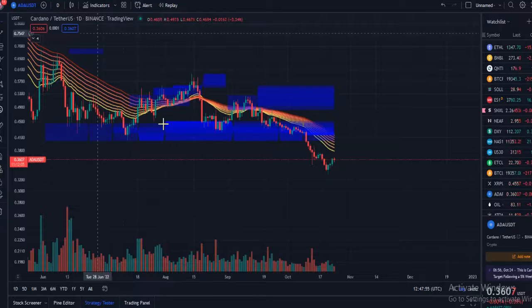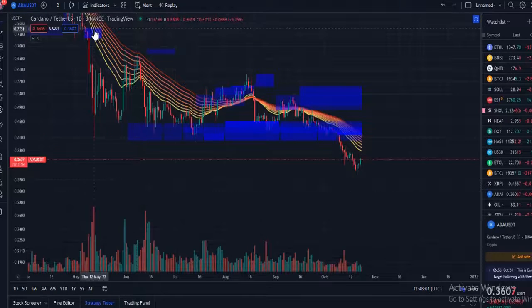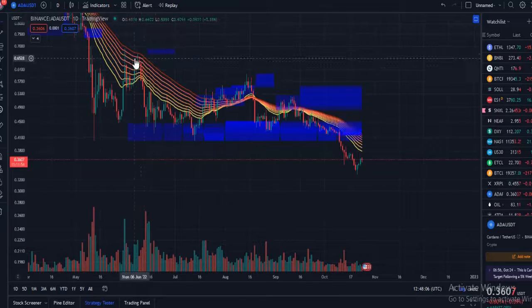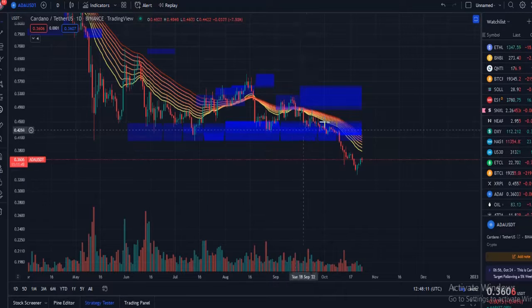If we move to the chart, it gives us a better view of the price of ADA. Now, we have the ribbons, which are several moving averages. And then we have our liquidity levels, where we can see our orders on ADA. Today we'll be looking at where we expect the price of ADA to go.